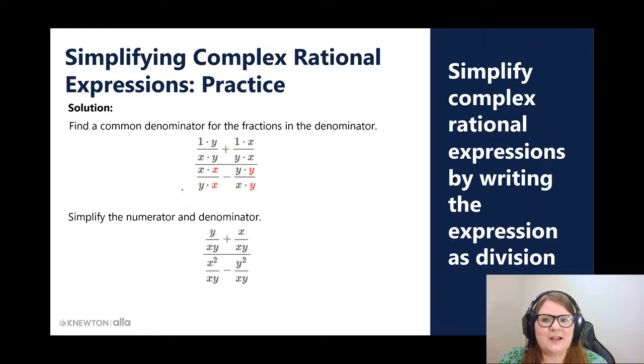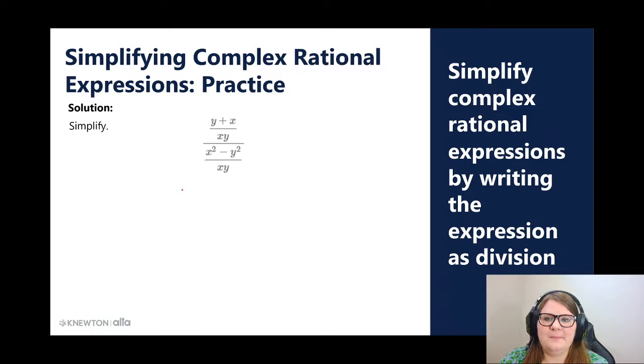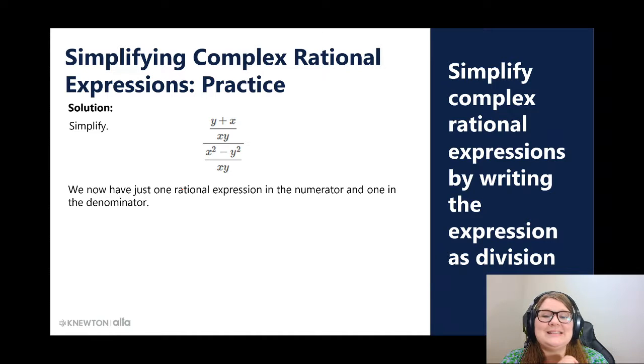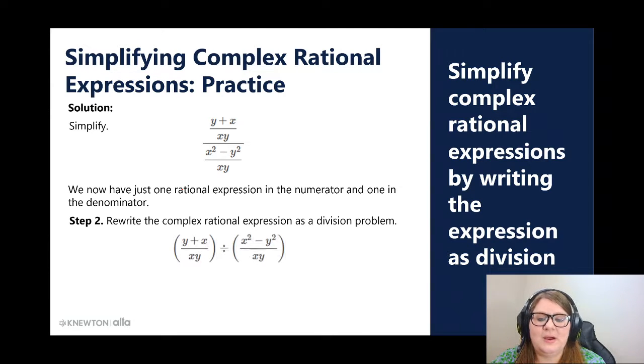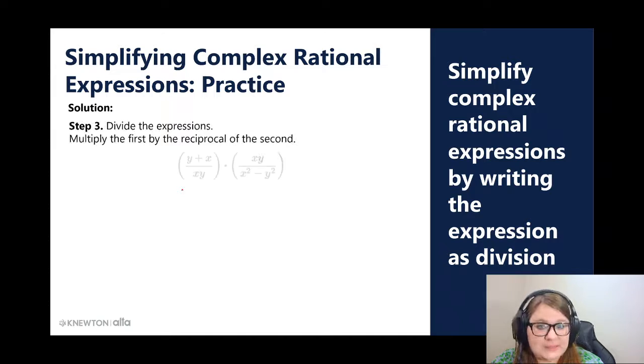So I have y over xy plus x over xy, over x squared over xy minus y squared over xy. I can combine the fractions on the top, that's y plus x over xy. I can combine the fractions on the bottom, x squared minus y squared over xy. Then I'm going to write it as a division problem. At this point, we have moved straight into what we've been doing in these previous steps, because division means I'm really multiplying by the reciprocal.